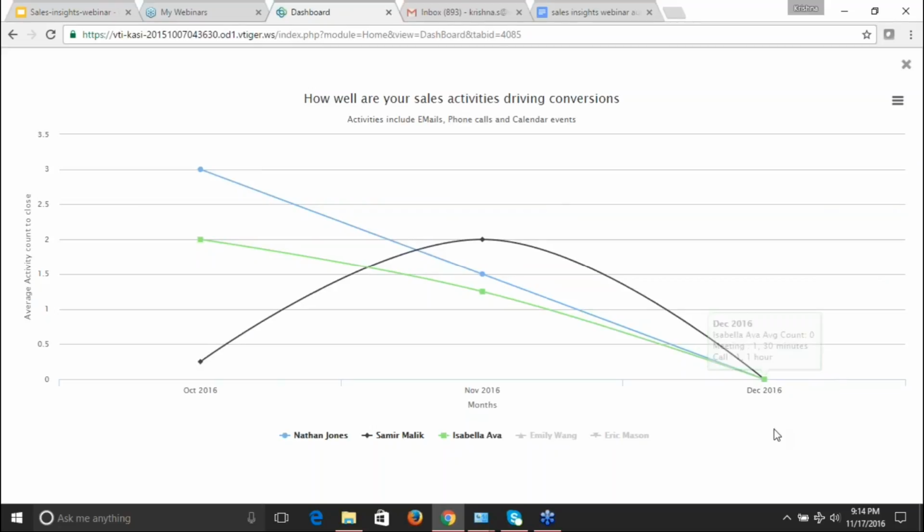And in December, we're not going to look at it because we've not actually closed any opportunity yet that was supposed to close in December. So this kind of tells me how effective the activities performed by your sales agents are in making the deals convert.